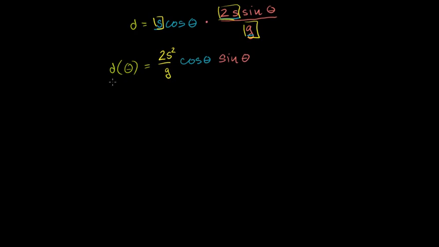Now that we have distance explicitly as a function of the angle that we're shooting the object at, we can use a little bit of calculus to figure out the optimal angle, the angle that's going to optimize our distance. Since we only care about angles from 0 degrees to 90 degrees, let's constrain ourselves. So theta is going to be greater than or equal to 0 and less than or equal to 90. So let's see how we can do it.